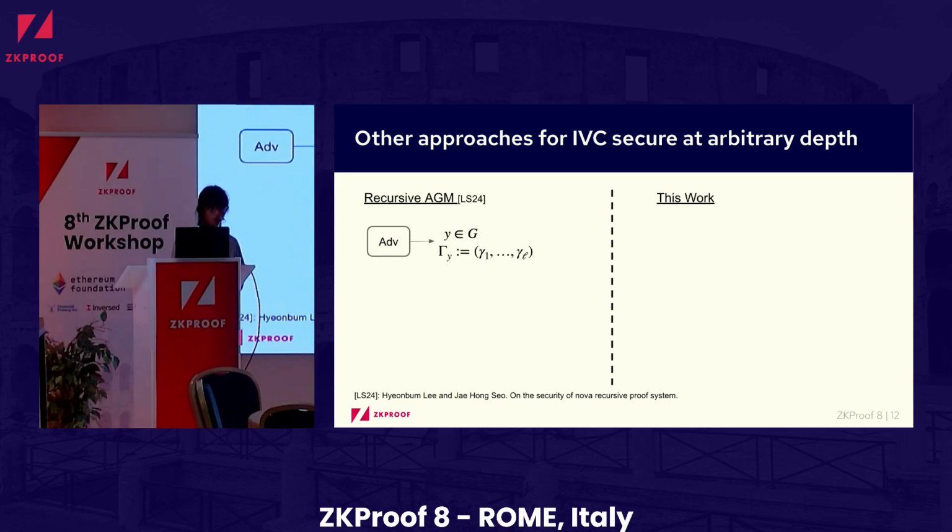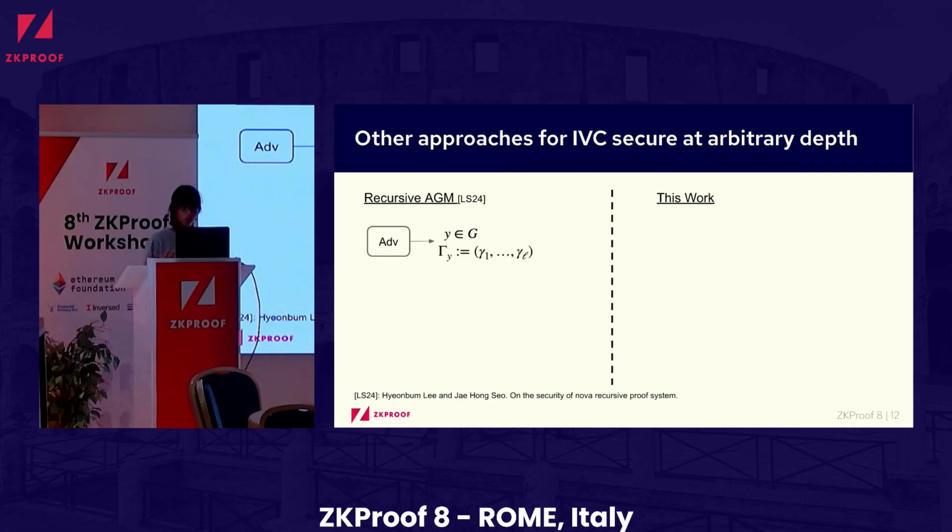Okay, so before I wrap up this talk, I want to talk about other works that exist to resolve the same problem with AGM composition. There's this work which defines a different AGM model called recursive. Well, they don't call it recursive AGM, they call it extended AGM, but I'm calling it recursive AGM.